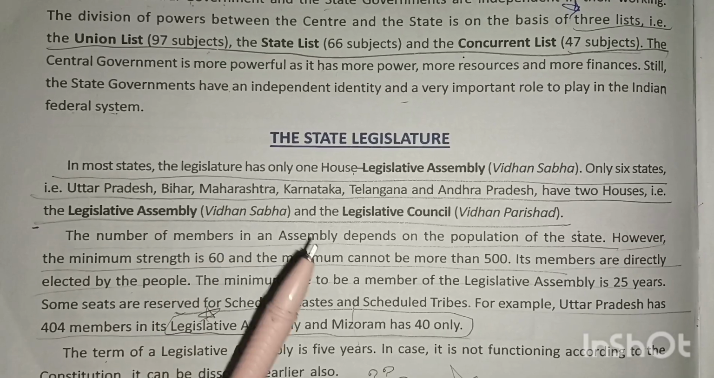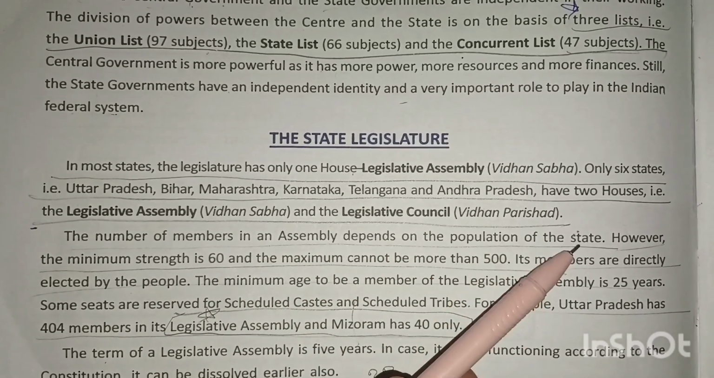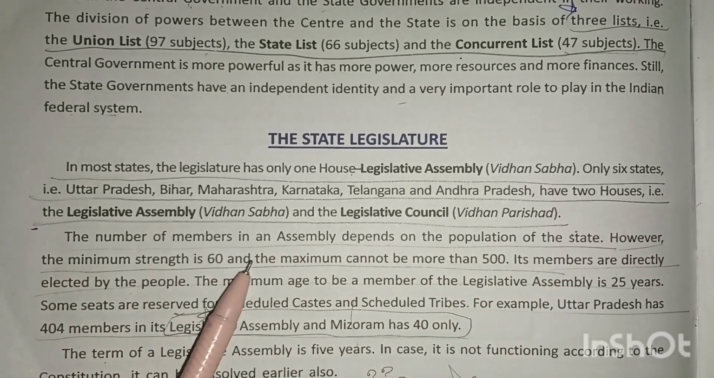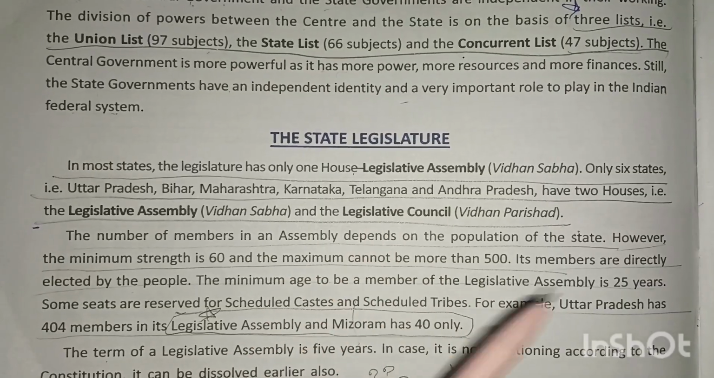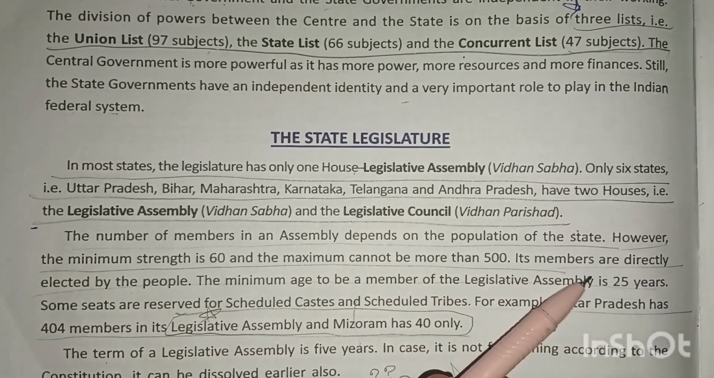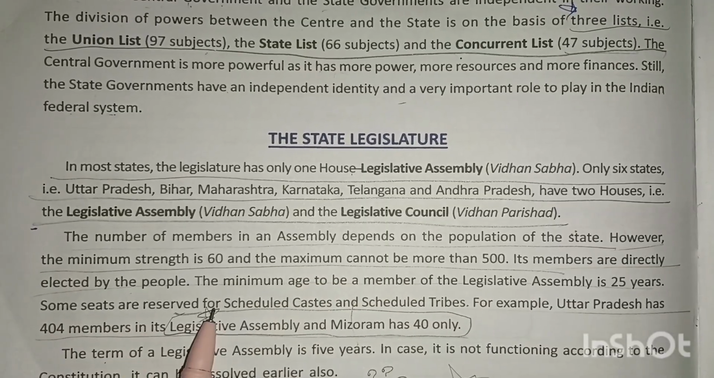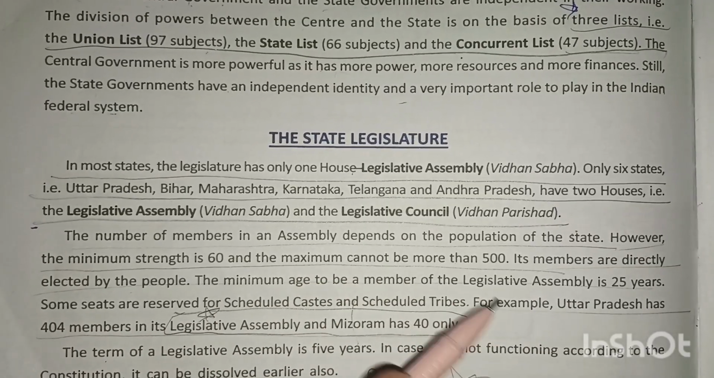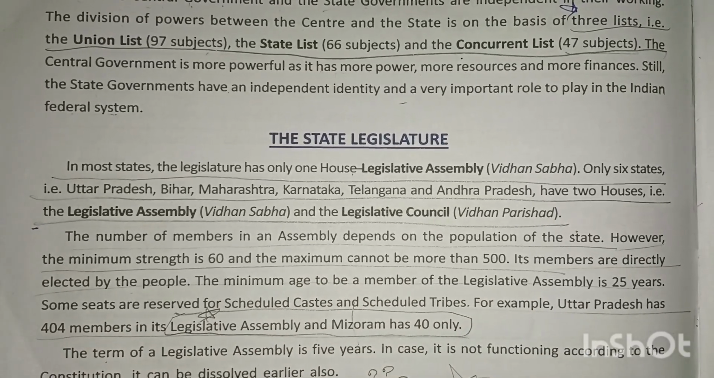The number of members in an assembly depends on the population of the state. However, the minimum strength is 60 and the maximum cannot be more than 500. Its members are directly elected by the people. The minimum age to be a member of the legislative assembly is 25 years. Some seats are reserved for scheduled castes and scheduled tribes. For example, Uttar Pradesh has 400 members in its legislative assembly and Mizoram has only 40.